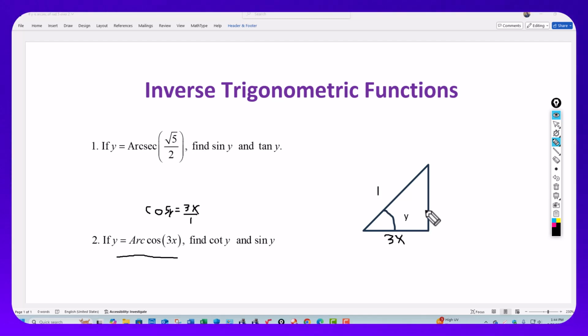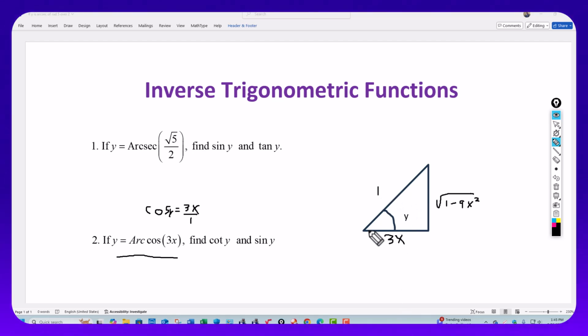Now we have to complete the triangle. So remember, the square of the hypotenuse is equal to the sum of the squares of the other two sides. So this side would be the square root of 1 squared minus 3x squared, which is 9x squared. So this would be the square root of 1 minus 9x squared. You can check it out. This squared gives you 1 minus 9x squared. This squared gives you 9x squared. If you add them up, the minus 9x squared and the 9x squared cancel. You get 1, and the square root of 1 is 1.